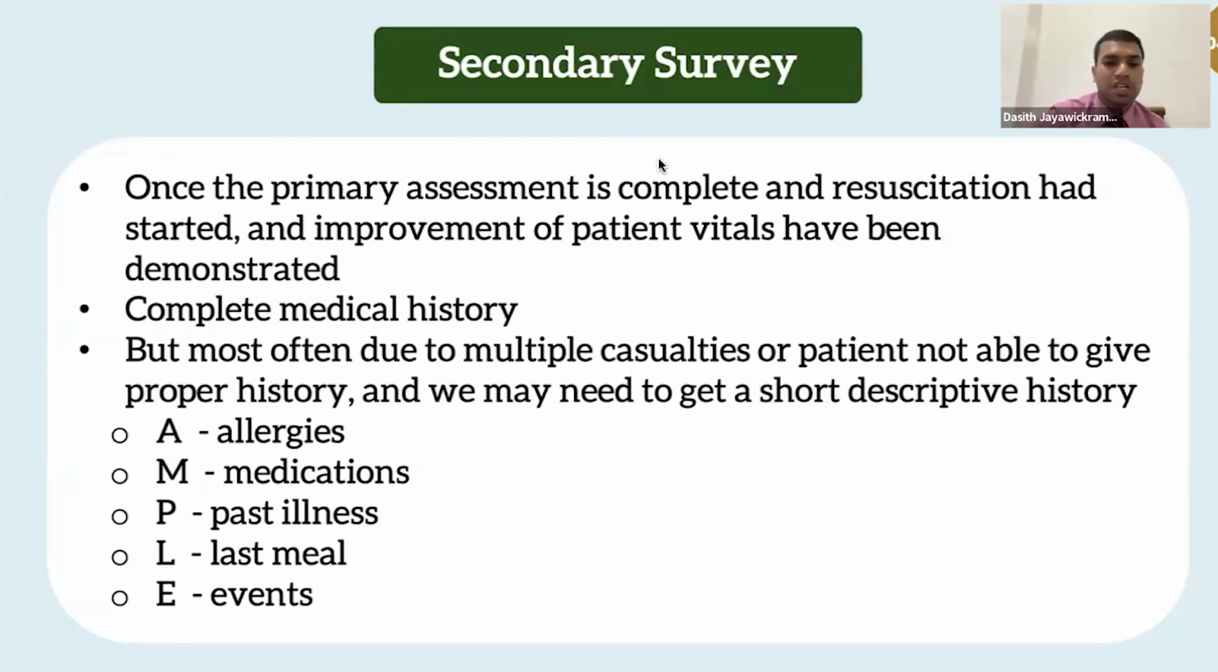So we take a short history that encompasses the most important details, either from the patient, from the bystander, or from the EMT people. So that is called an AMPLE history. A for allergies, M for medications, any, for example, any anticoagulants or beta blockers he might be on, and past illnesses, whether he is having any past illnesses that would affect our clinical judgment. For example, a patient with heart failure with very low ejection fraction.